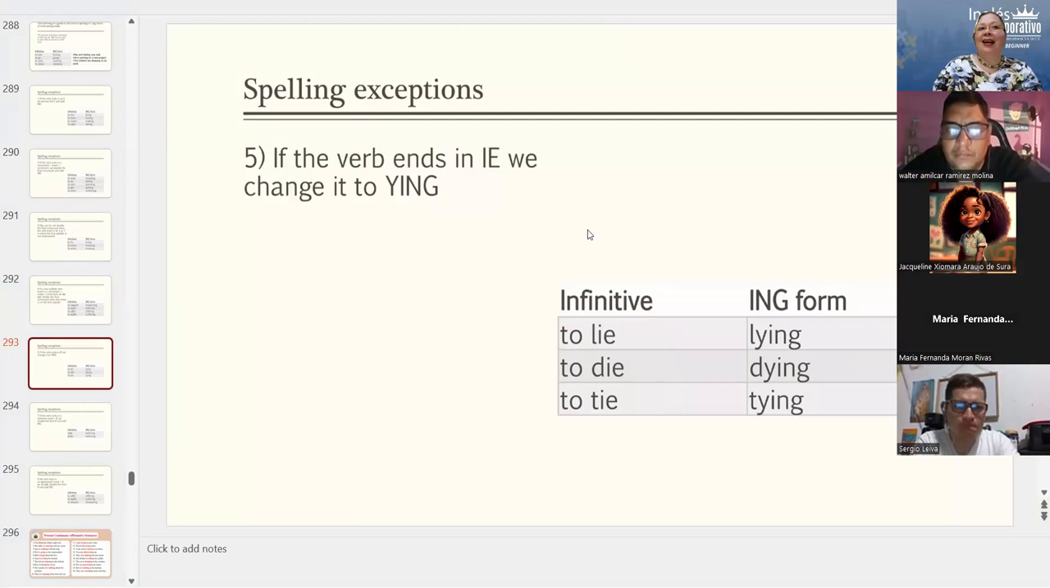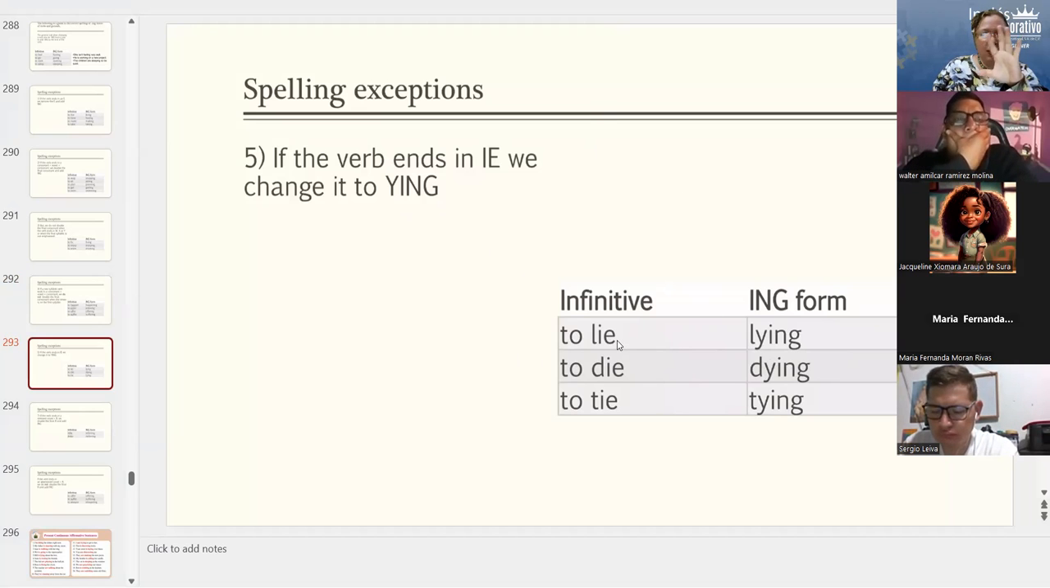Somebody dies when the life ends, right? But I dye my hair too. So we can say teñir y podemos decir morir. Lie puede ser recostarse y puede ser mentir. Entonces, cuando tenemos este verbo que termina en IE, le vamos a cambiar completamente esta IE por una letter Y, and ING. Lying, dying, tying. To lie, lying. To die, dying. To tie, tying. Okay.